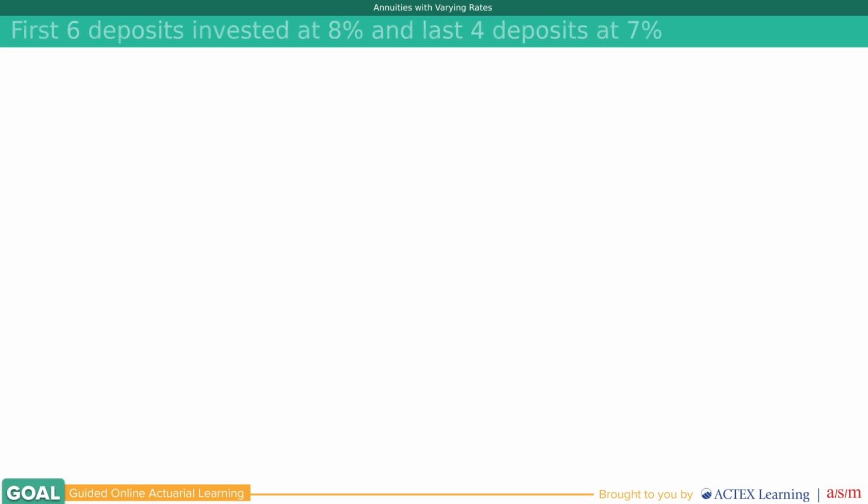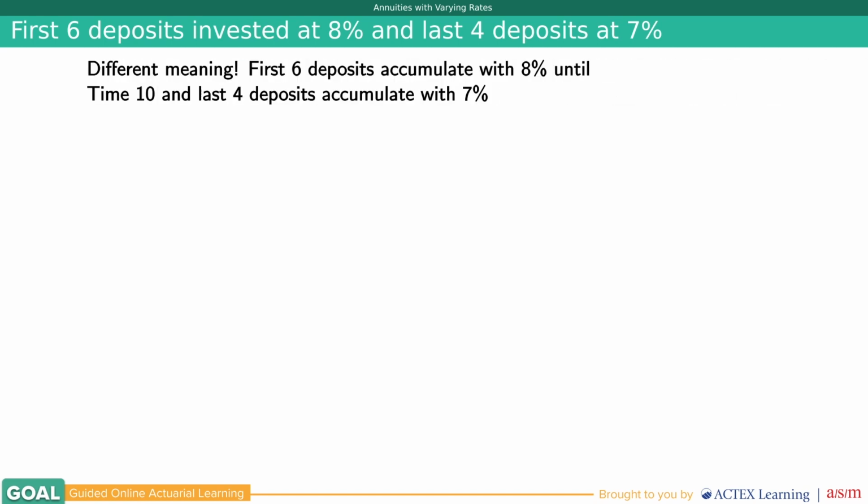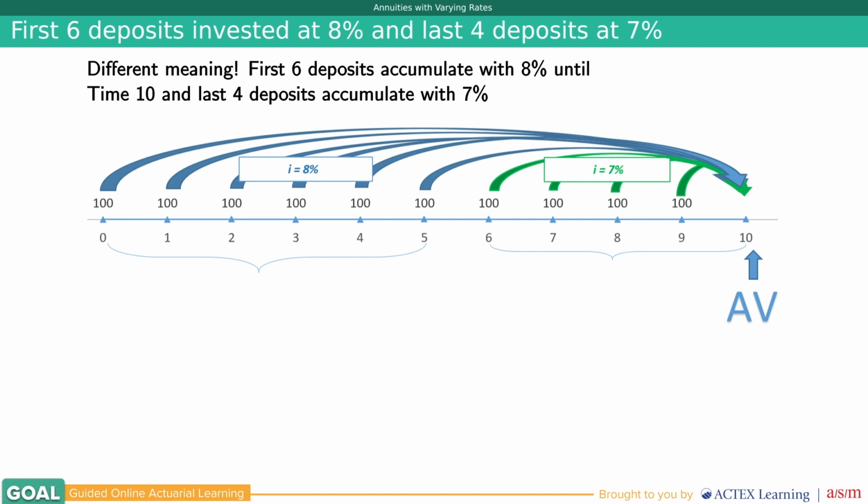For this problem, we will say that the first 6 deposits are invested at 8% and the last 4 at 7%. This is different than saying the 8% applies for the first 6 years and 7% for the last 4 years. In this case, the first 6 deposits will accumulate with 8% until the end of the period, or time 10, and the last 4 will accumulate at 7% until time 10. Thus, the payment at time 0 accumulates for 10 periods and is equal to 100 times 1.08 to the 10th, and the payment at time 5 accumulates for 5 years and is equal to 100 times 1.08 to the 5th. The last 4 payments are accumulated at 7% to time 10 in the same way as before.